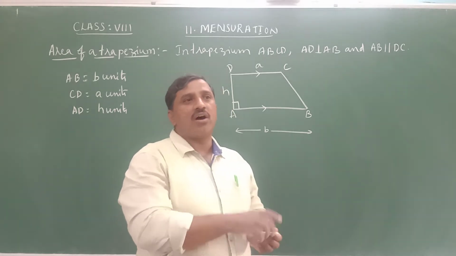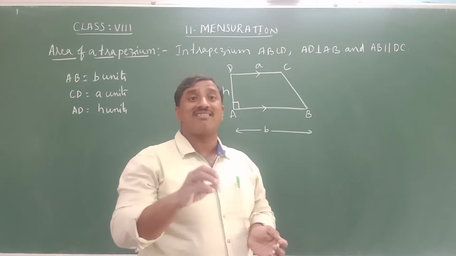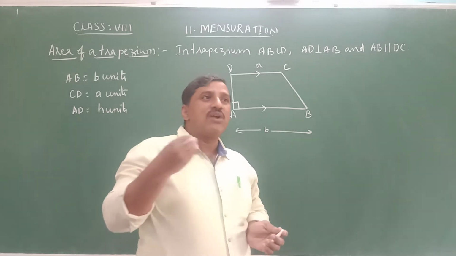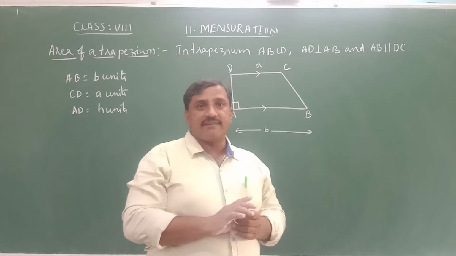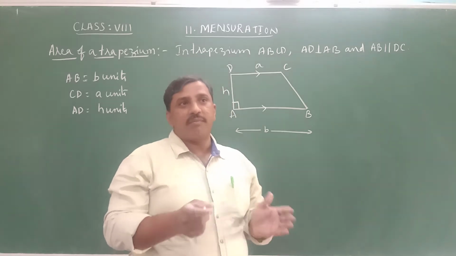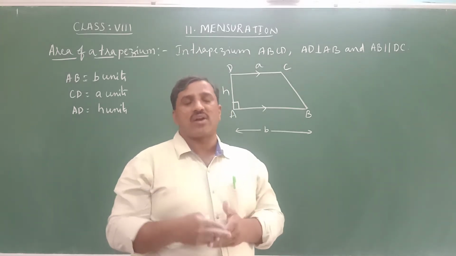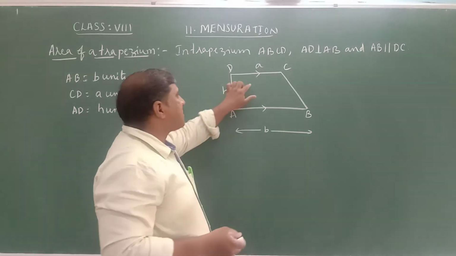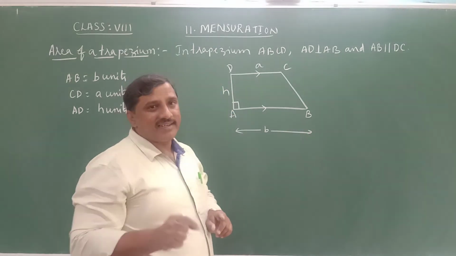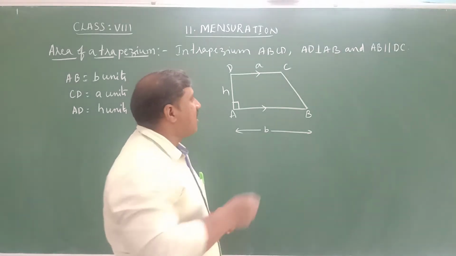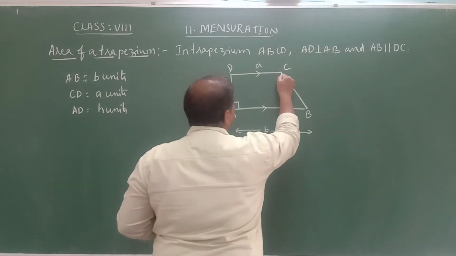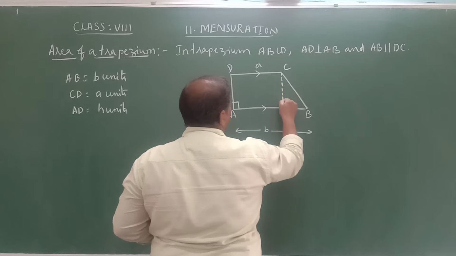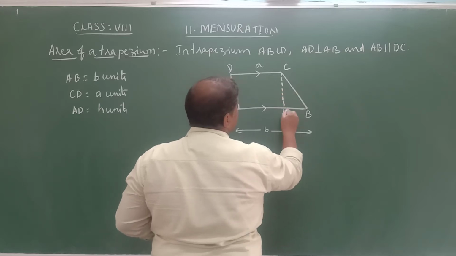Dividing a polygon into triangles is called the triangulation method, which we came across in class 7. By dividing the given polygon into triangles, we can find the area. Here we are dividing this trapezium into one rectangle and one triangle. So draw a perpendicular from point C to AB. Let it intersect at E.